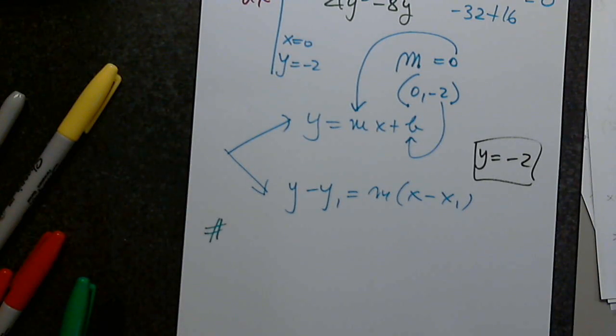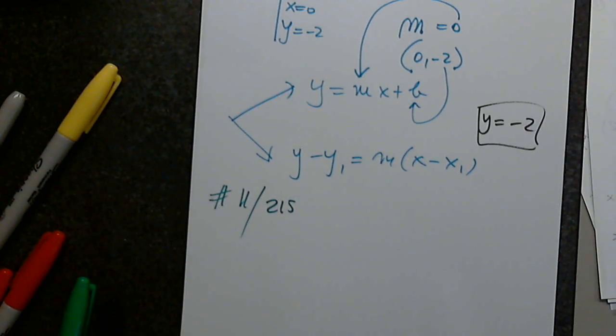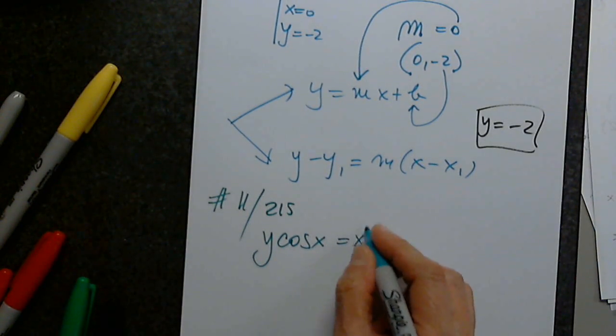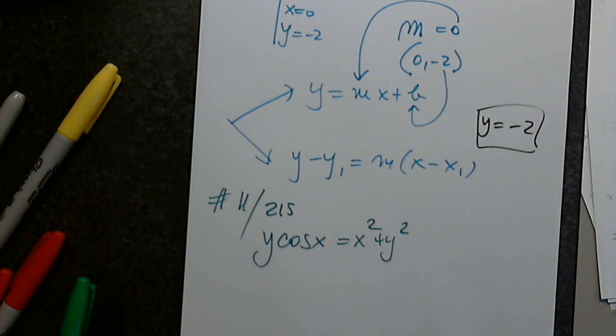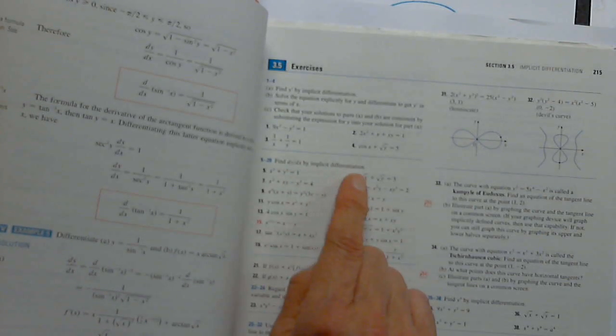Okay, let's take number 11 on page 215, if we want to finish on time. So y cosine x equals x squared plus y squared. The problem is clearly stating, this time it's very nice, it clearly states: find dy over dx by implicit differentiation.